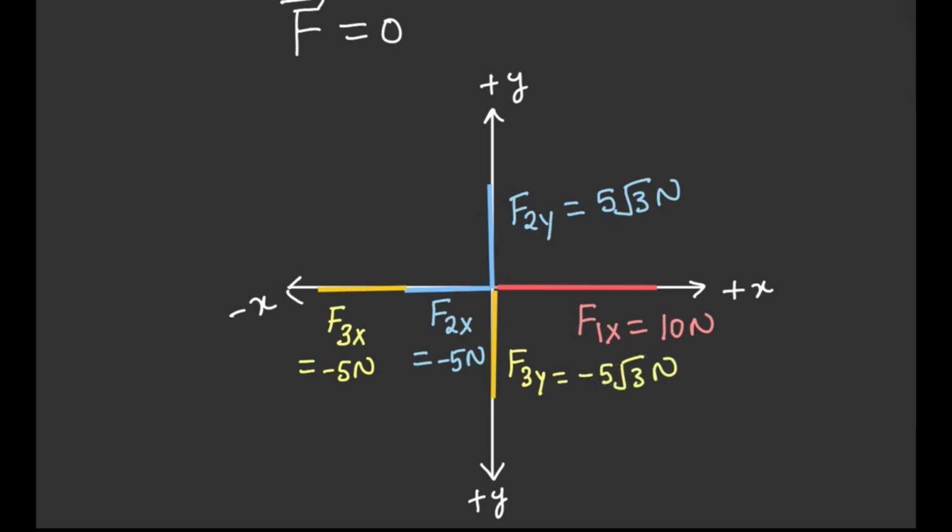When we add these components, we are going to add the components along the x-axis with each other. The x components of F2 and F3 together are minus 10 newtons, which cancels out F1x, which is positive 10 newtons. And likewise, the y component of F2, which is 5 square root of 3 newtons, cancels out the y component of F3, F3y, which is minus 5 square root of 3 newtons.